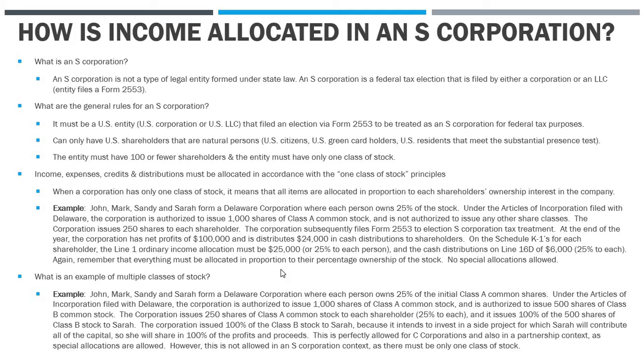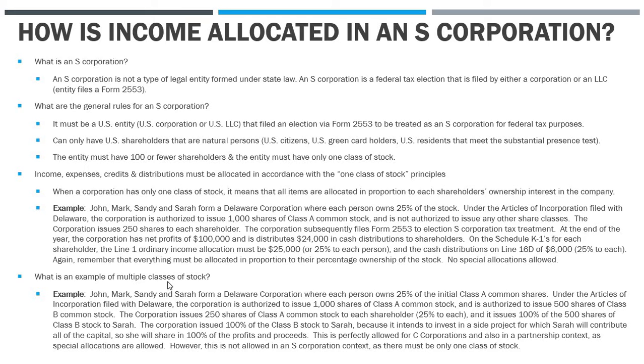So for example, if the company had $24,000 in cash to distribute and they wanted to give, let's say, $10,000 to Sarah, that would not be allowed because Sarah would be getting $10,000, which exceeds her allocation of 25%. So if a company does that, what they've done is they have inadvertently terminated their S election. They have distributed cash to an owner in excess of their allocable percentage, and that effectively creates a second class of stock, which is not allowed.